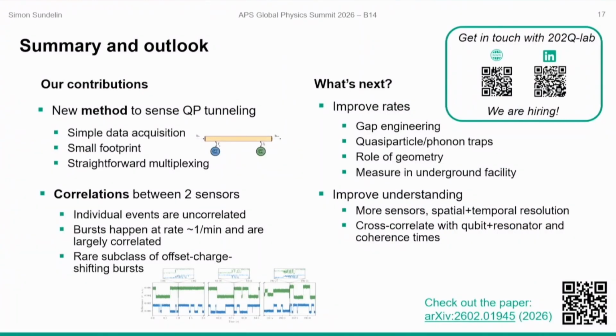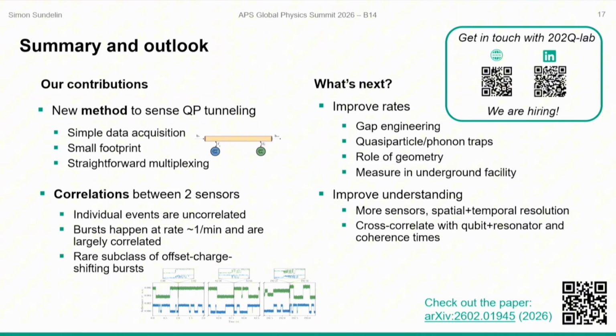So with that said, we demonstrate this very small footprint method of tracking quasiparticle tunneling events in a superconducting circuit with very straightforward implementation and multiplexing. And we also deploy 2 of these sensors simultaneously on the very same transmission line and observe these 3 distinct classes of burst events. We have the correlated bursts, the non-correlated bursts, and also this rarer subclass of offset charge inducing bursts.